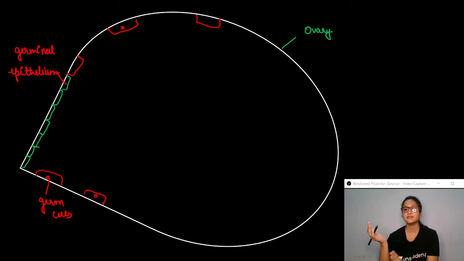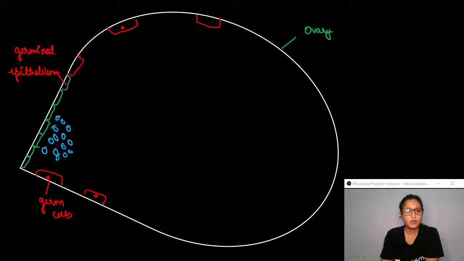Now these germ cells divide mitotically and they form oogonia cells. These are the oogonia cells. Oogonia cells divide mitotically and form many oogonia cells. Germinal cells form oogonia cells, and oogonia cells themselves divide mitotically and increase their number. So many oogonia cells are formed. Millions of oogonia cells are formed.